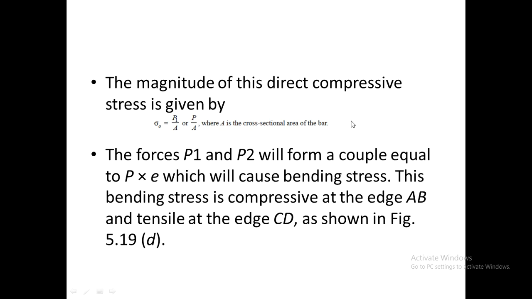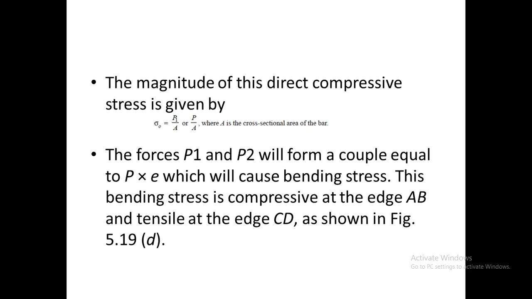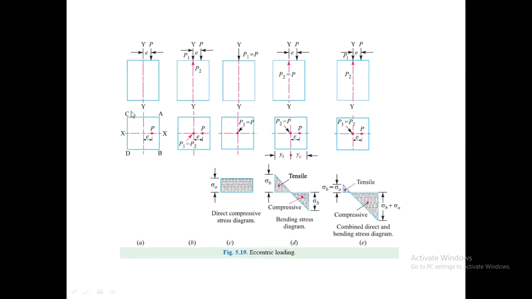The magnitude of compressive stress is given by P by A or P1 by A. P by A is for an eccentric load. P1 is for a normal load acting along the central axis. This equation gives the bending stress along the edge AB, and this equation gives the bending stress along the edge CD. This is the AB edge and this is the CD edge. AB experiences a compressive force, whereas CD experiences a tensile force due to the eccentric load P.